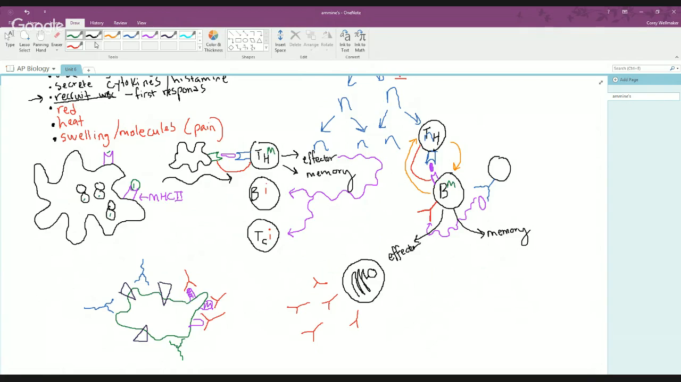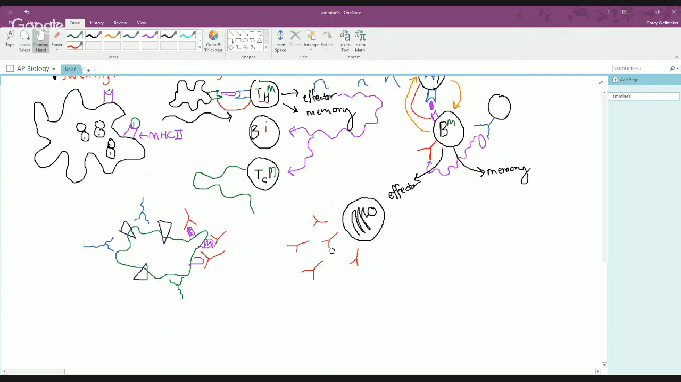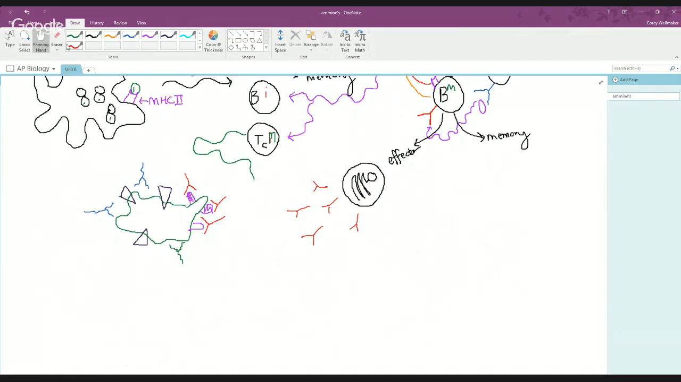And then the exact same process happens with the cytotoxic T cell. The cytotoxic T cell can be activated by T helper cells, and once it's activated, it's going to mature, divide, and turn into an effector cell and a memory cell, and it's not going to secrete any antibodies. What it's going to do is look for cells that are infected. So if a pathogen finds its way into a cell, the cell is not going to go down without a fight.